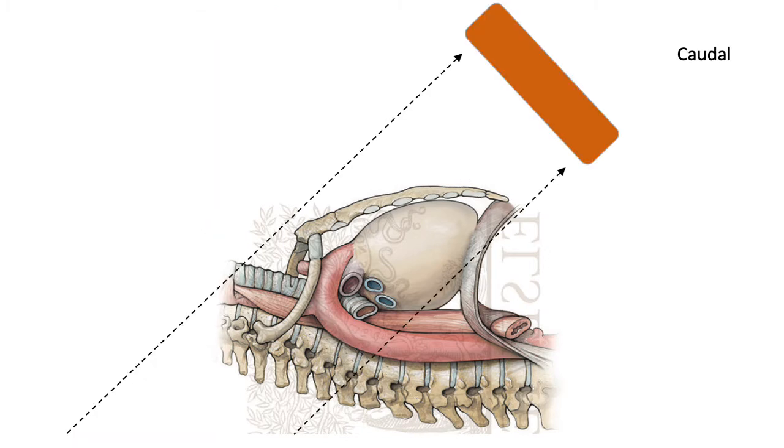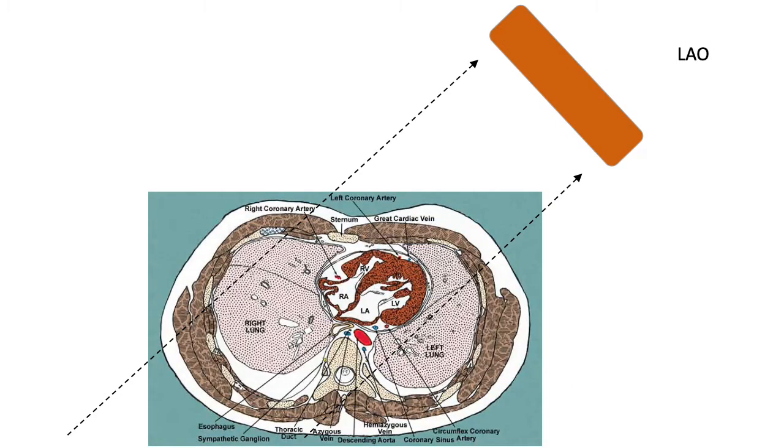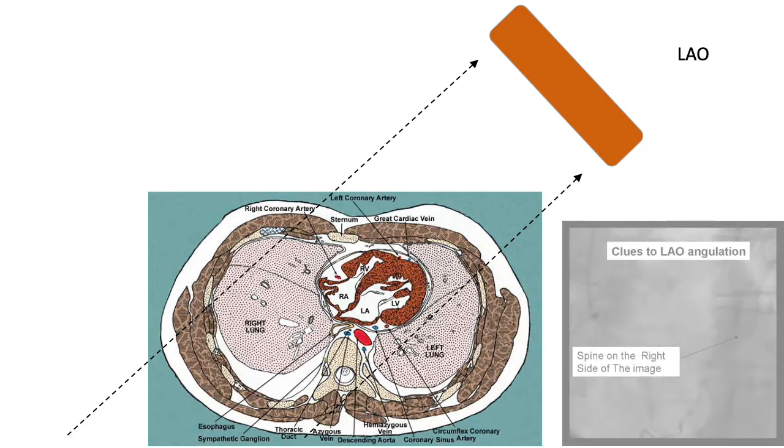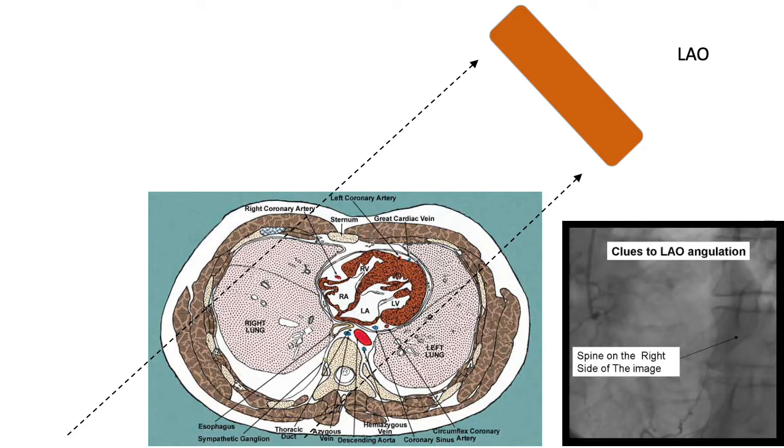As the collecting tube moves caudal, your vantage point will of course change. You can now see that the diaphragm no longer is a prominent portion of the image that is formed. And here's another tip. As you obtain an LAO projection, the spinal column will form an image towards the right side of what you see. So a good clue to LAO projection is the spinal area will be towards the right.